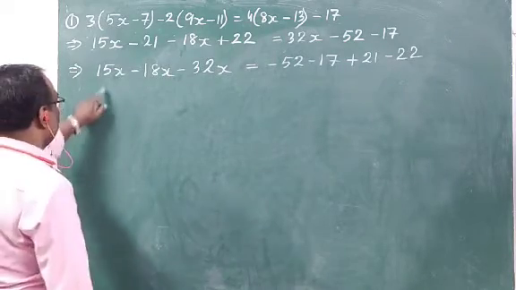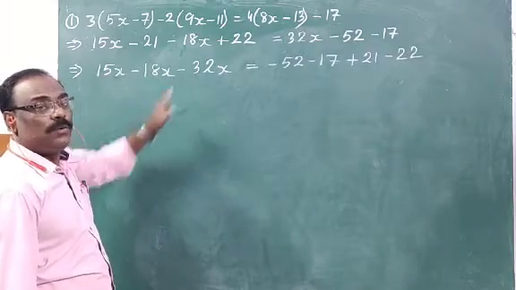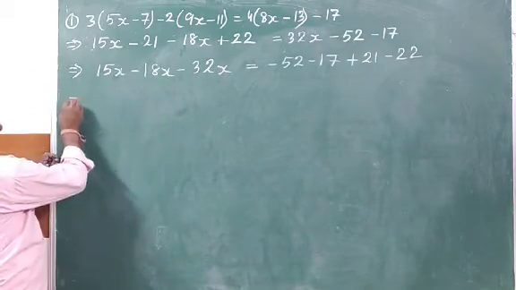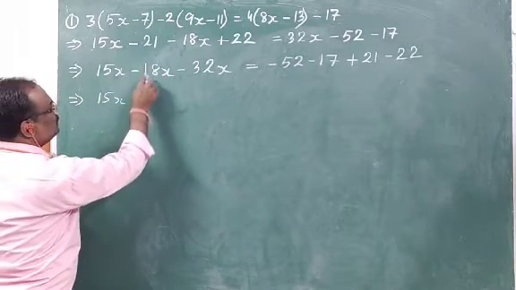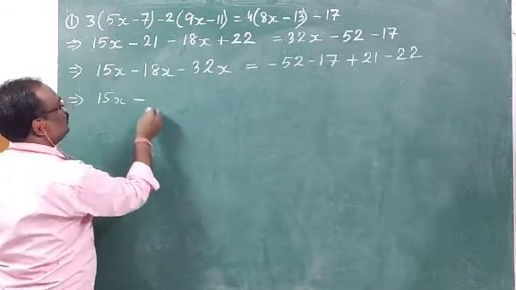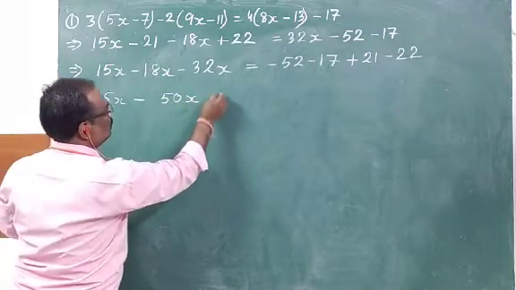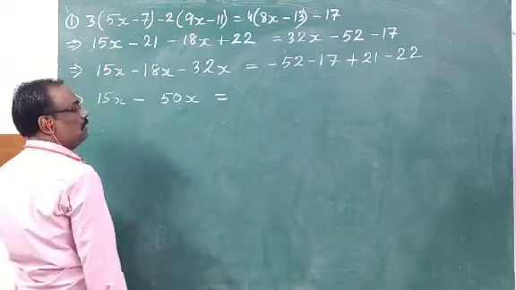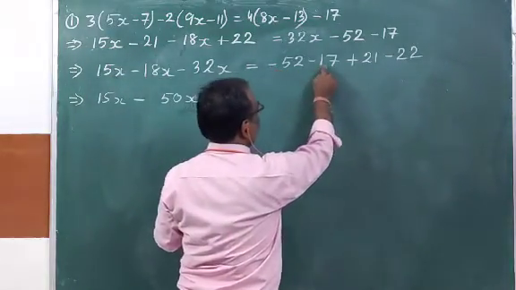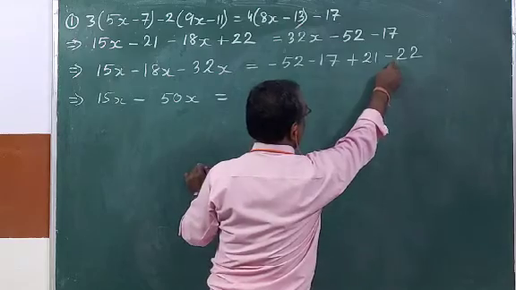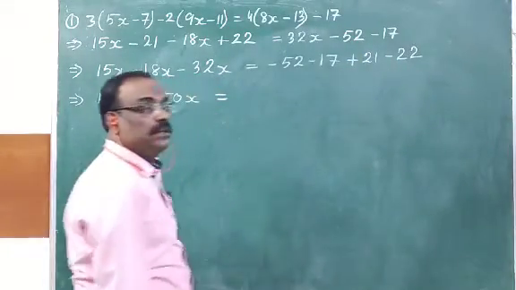Now only one plus is there, two minus are there. So you add the two minus together. So we can write one more step here, that is 15x minus 18x plus 32x. We will get how much? 50. That is 50x. Then put the equal to sign here. Now on the right hand side you can see there are three minus: minus 52, minus 17 and minus 22. Only one plus is there, that is plus 21.